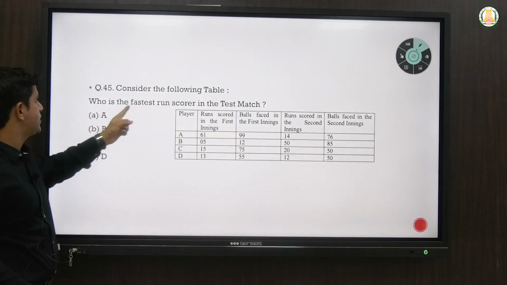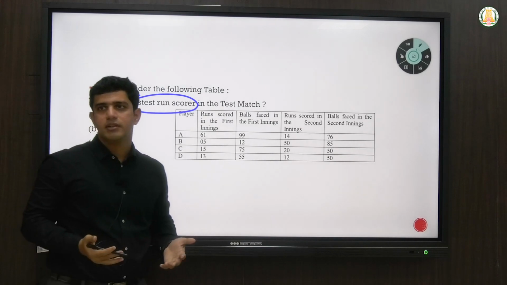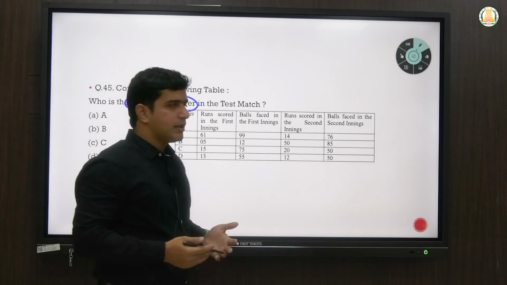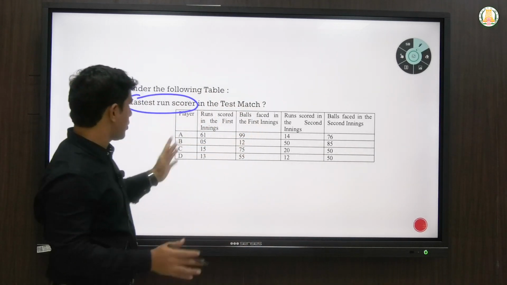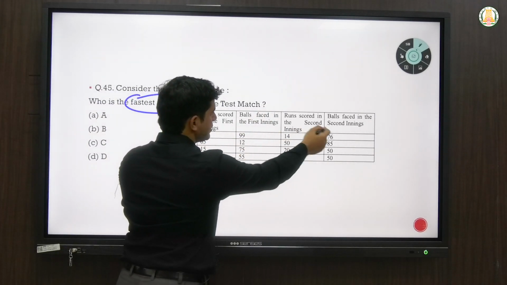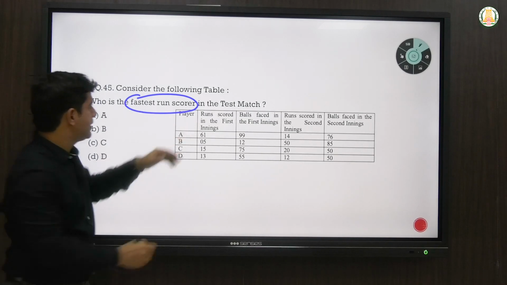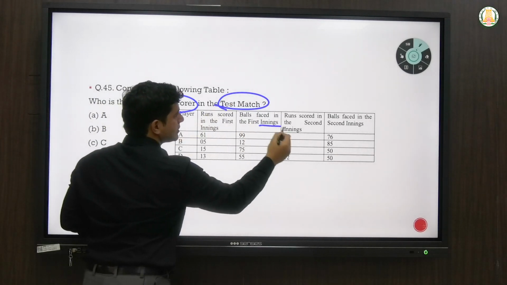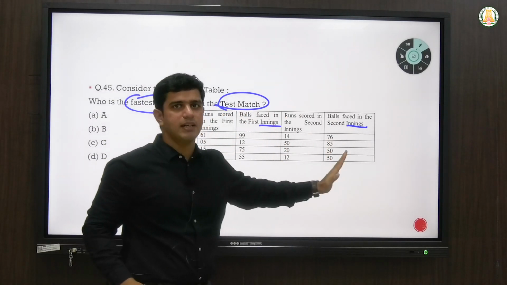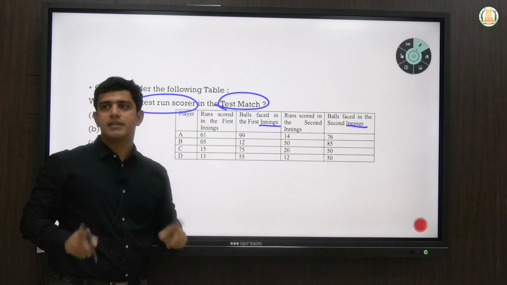Now what they're asking is, who is the fastest run scorer? So for those who know cricket, we understand a concept called strike rate. That is how many runs we have scored in how many balls. That is what strike rate is. But the problem here is, he has given different innings. In the first part of the match, these many runs and these many balls. Second innings, these many balls and these many runs. So when he is asking for the fastest run scorer in the test match, he is not asking about innings. Okay, he is asking about the match. That means you have to calculate both first innings and second innings together, and get the final runs and final balls. Then you will know the rate for the test match. Okay, so that is the confusion generally.